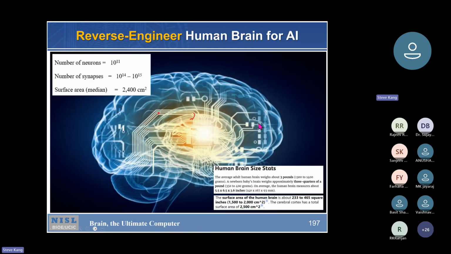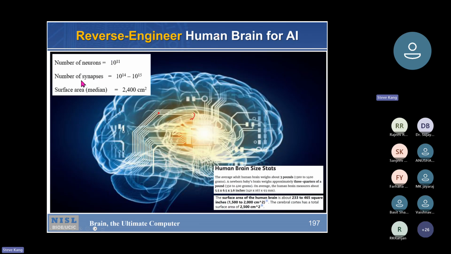So if you look into the human brain, and especially if you want to do reverse engineering of a human brain for AI applications, it's a tremendous task in terms of scale. The number of neurons in the human brain is a few 10 to the 11. So it's a few hundred billion neurons. It's a lot.